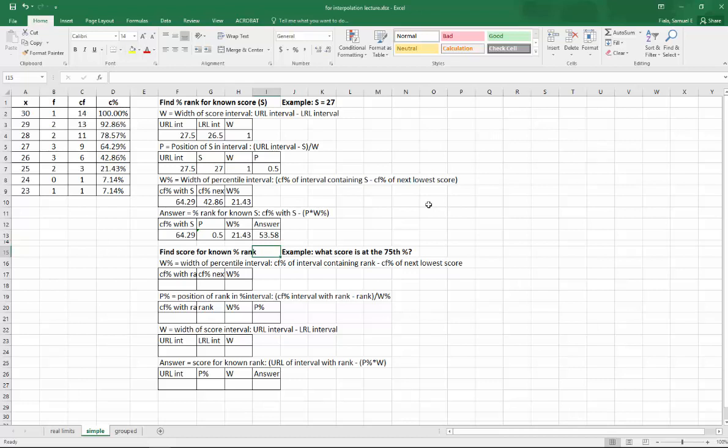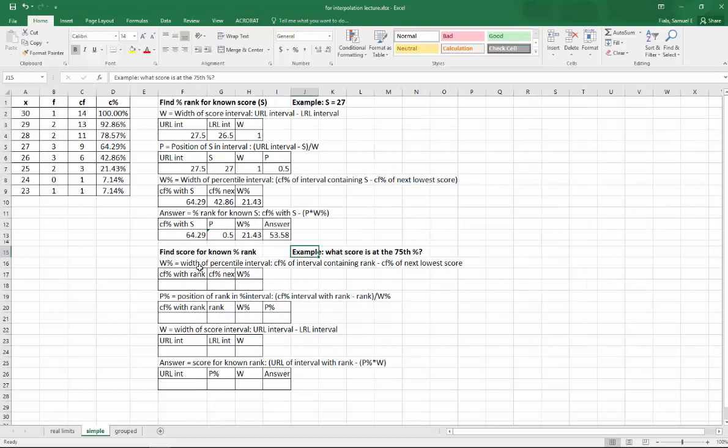We can also, so for that, we're looking at, given the score, what's its rank? We can also do the reverse. For some known rank, what's the score? So what score is at the 75th percentile? So this is very similar. It's kind of doing things a little in reverse. You start off with, okay, well, what's the cumulative frequency percentage with the rank you're looking at? Okay, so where is the 75th percentile? What score is that? What category is that going to be in?